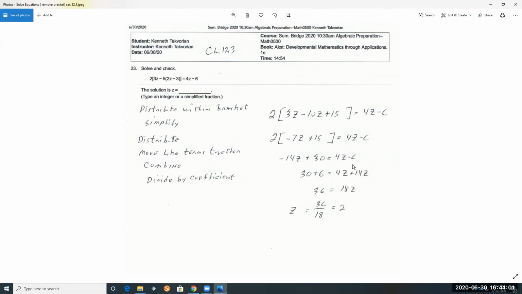Move like terms together. This time I want to move the unknown term to the right. And the reason I'm doing that is I like to work with positive coefficients. I get into less trouble if I have positive coefficients. So I'm moving minus 14z to the right, so it's positive. I'm moving the minus 6 to the left. It also becomes positive. Combine like terms, I get 36 equals 18z. Dividing both sides by the coefficient 18, I'm going to get z is equal to 2.